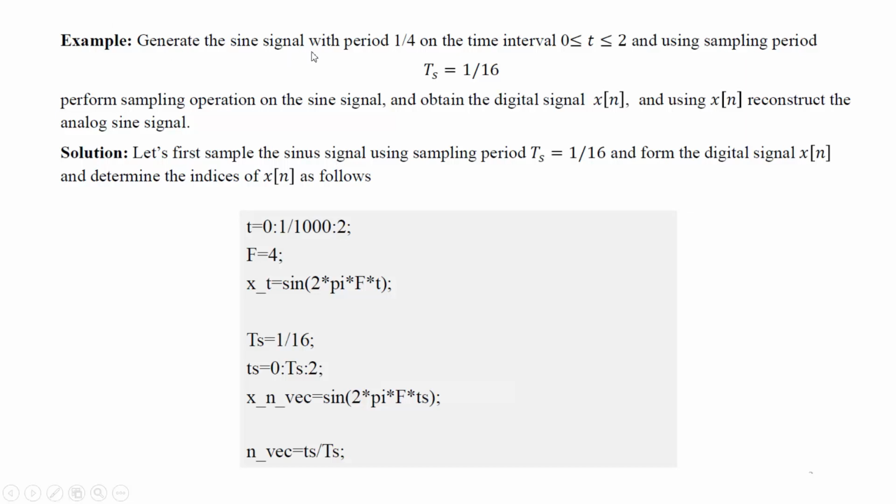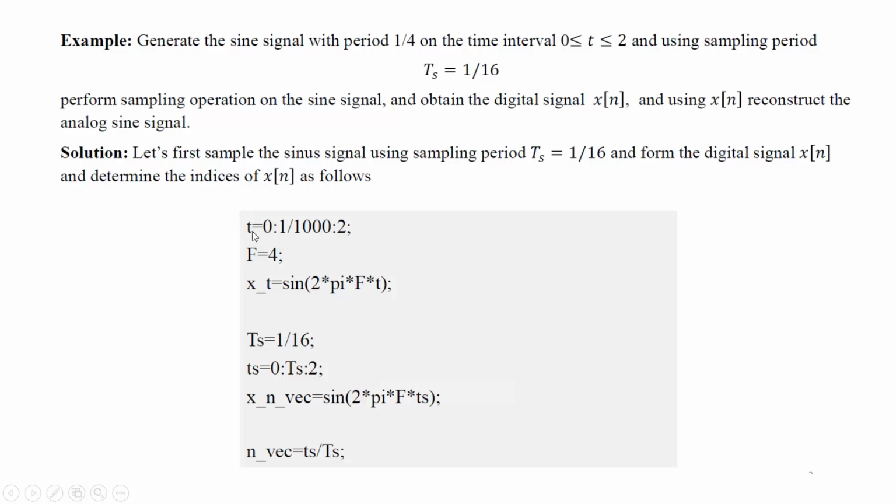First of all, we generate the sine signal, because we will start the process of reconstructing right from the very beginning. We need to generate the sine signal with period 1/4, the time interval from 0 to 2, and using the sampling period of 1/16. So these are the specifications of the sine signal that we need to generate through MATLAB. And perform the sampling operation, obtain the digital sequence, and then reconstruct the signal back from this digital sequence. Let us see how to do the coding.